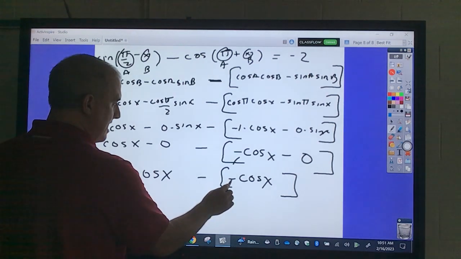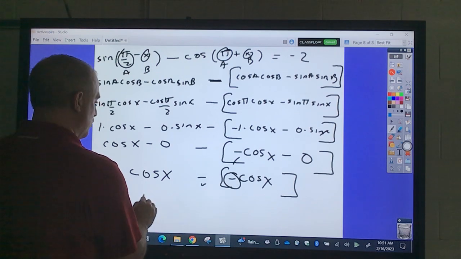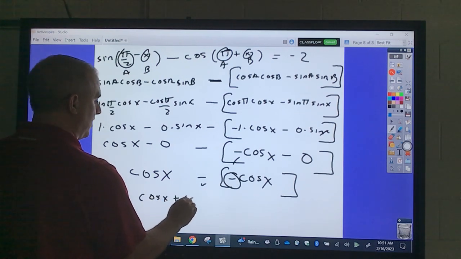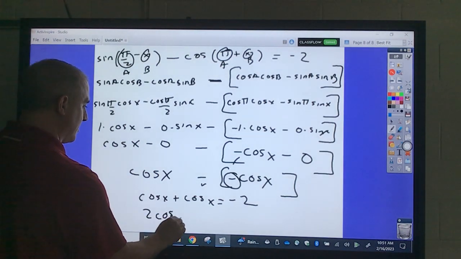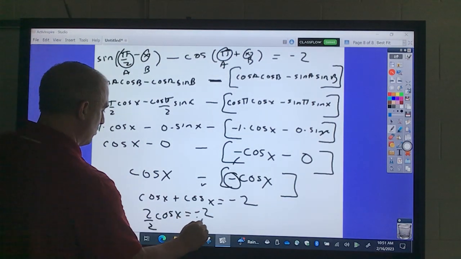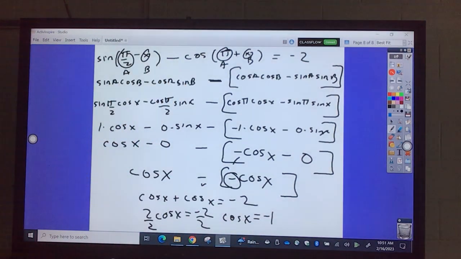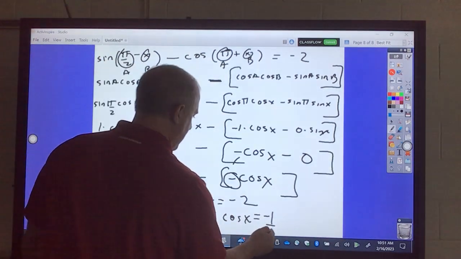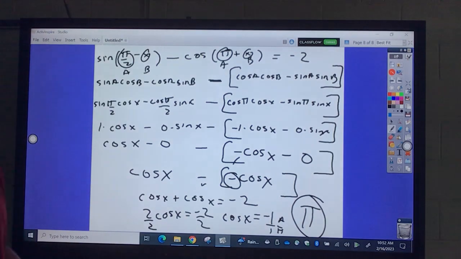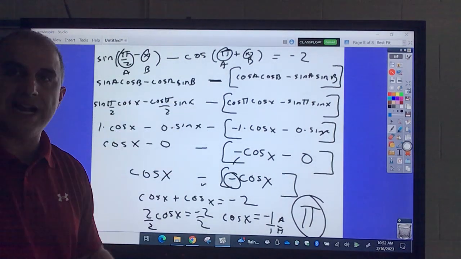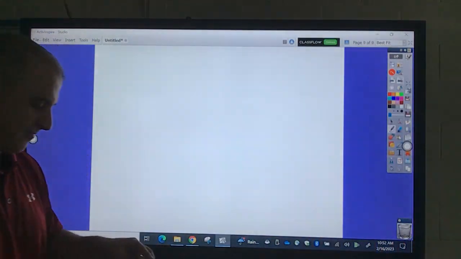Now, that negative, because of this subtraction, is going to change that sign. So that's going to be cosine x plus cosine x equaling negative 2. So that's 2 cosine x equaling negative 2. Divided by 2, I get cosine x equals negative 1. Well, the only spot where that happens is the axis point of pi, which would give me that result. So you've got to be careful with that little minus sign, okay? And you can do some practice on that in class.